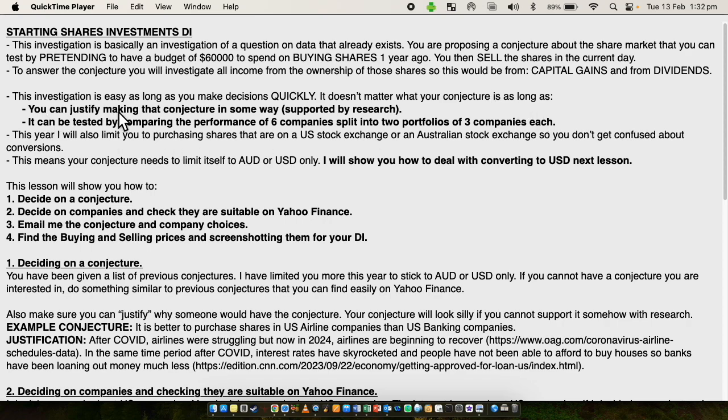This investigation is easy as long as you make decisions quickly. If you sit there going, I don't know whether my topic is good enough, no one cares. You're not being marked on the quality of the topic. You're being marked on the quality of the maths. So some people I've sort of treated spitefully because they spent like 8 weeks not deciding on a topic. And I just said, your topic is, will companies that start with the letter A do better than companies that start with the letter B? Because you can still do the assignment successfully on that, right? You could try to make it interesting for you, but don't waste time, okay?